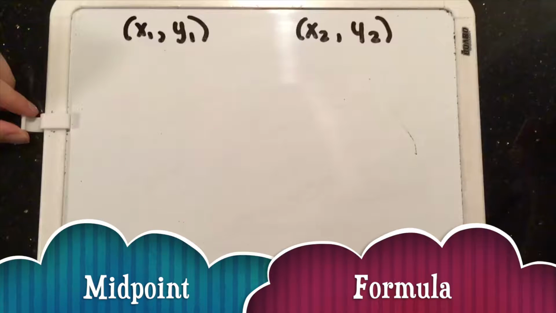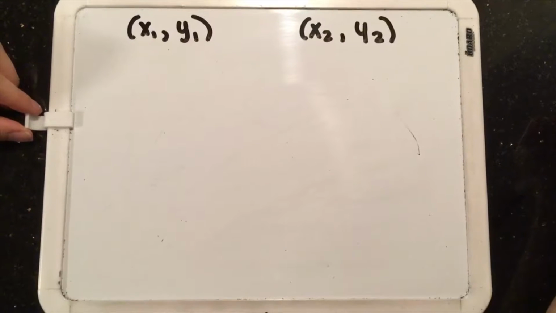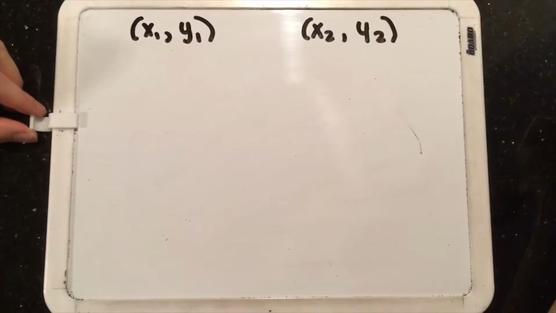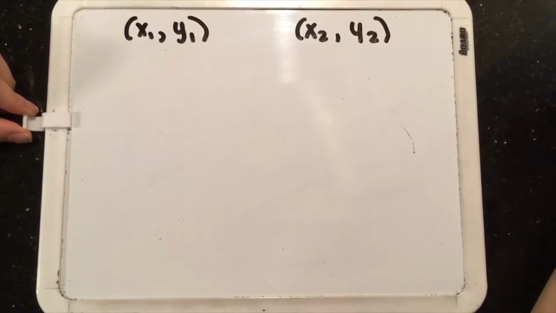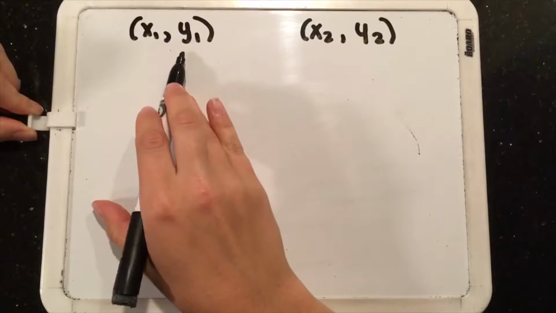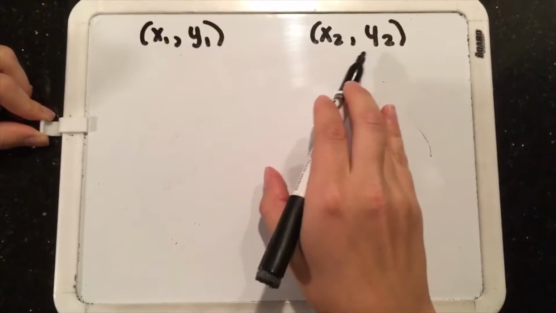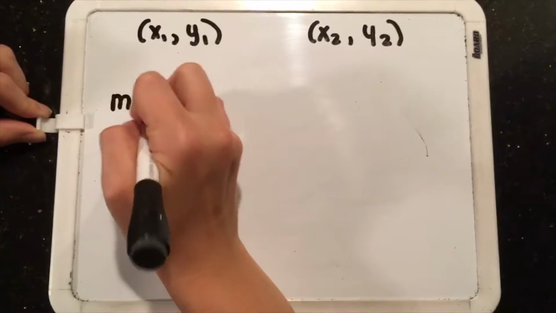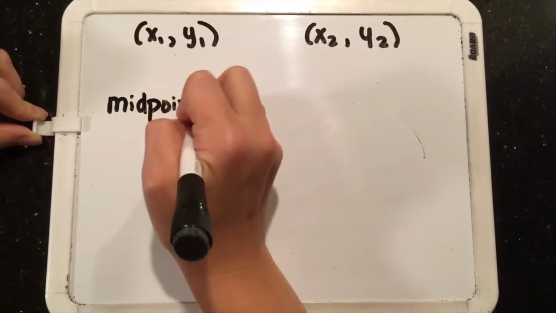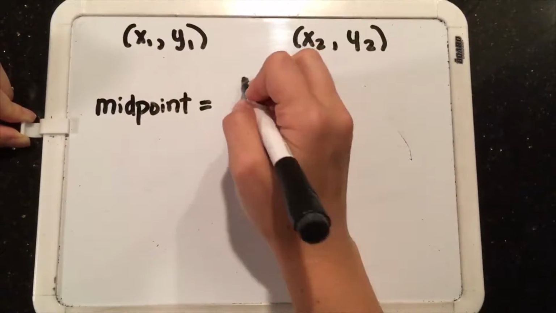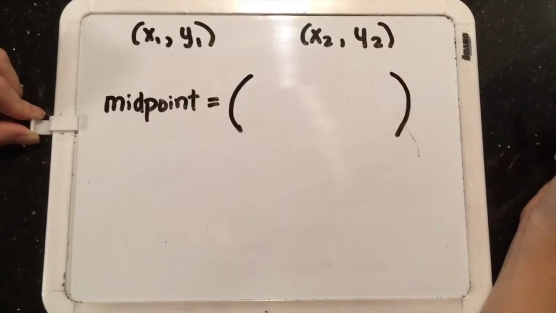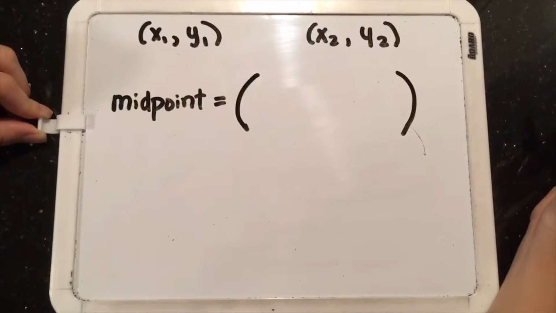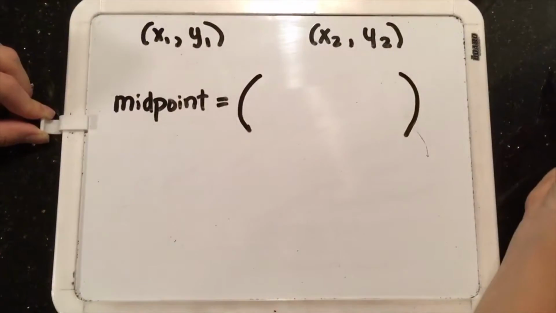Today, we're going to find the midpoint between 2 points. We're going to learn how to find the midpoint between 2 points on a coordinate plane. x1, y1 is our first point, and x2, y2 is our second point. The midpoint of these 2 points equals a coordinate, because we're looking for the coordinate that's in between point 1 and point 2.